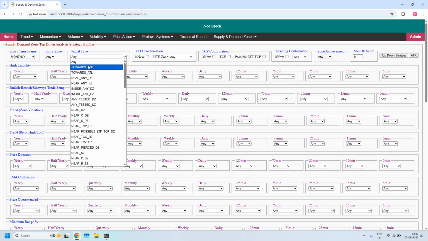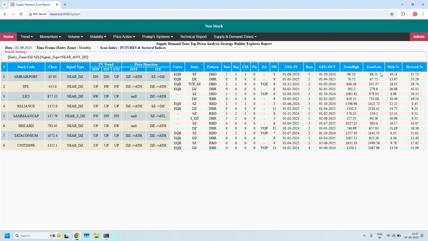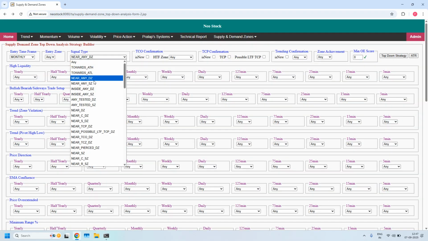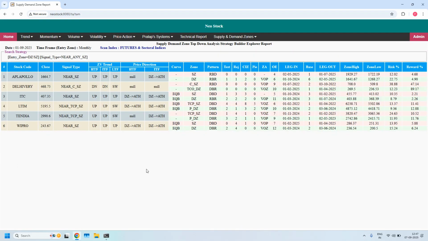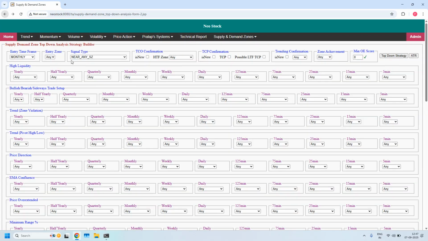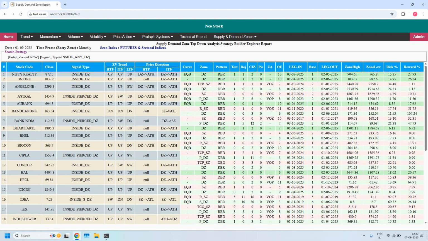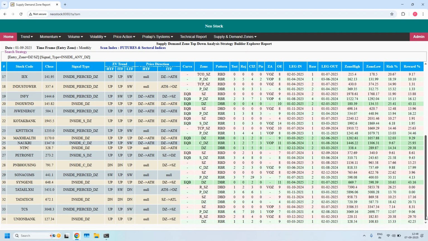And the price stocks near to the monthly demand zone, we got 8 stocks. Next, stocks near to the monthly supply zone, we got 6 stocks. Next, price closed inside the monthly demand zone. First 18 stocks in the list. Scrolling the list down, total 34 stocks are filtered.